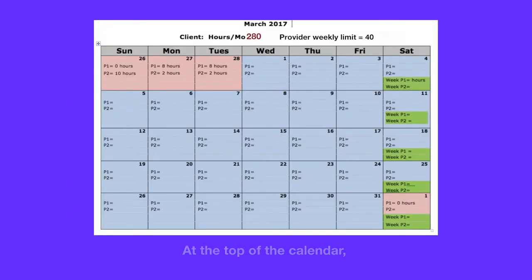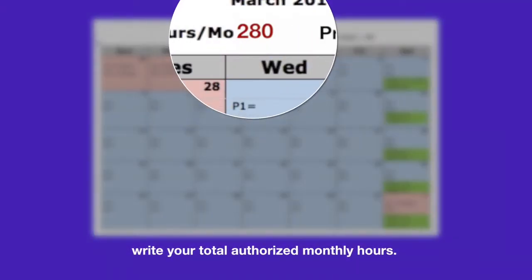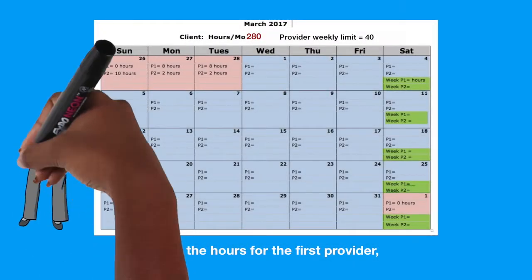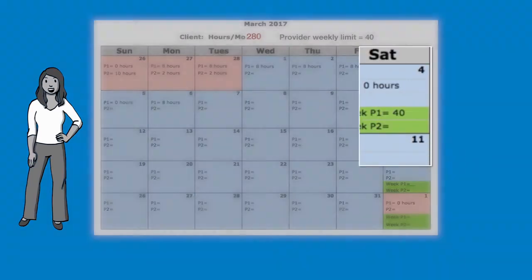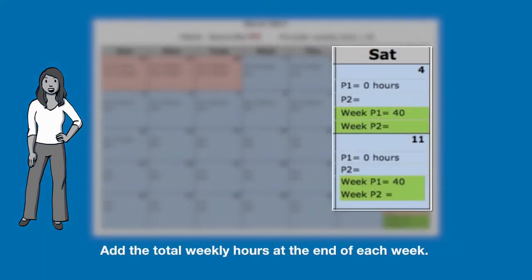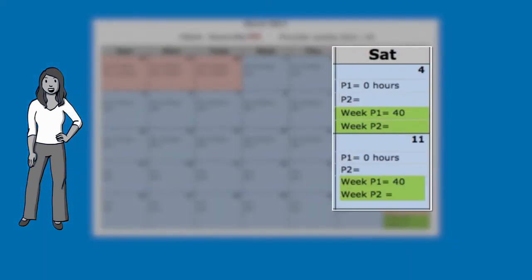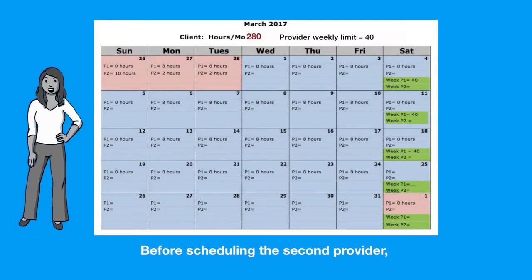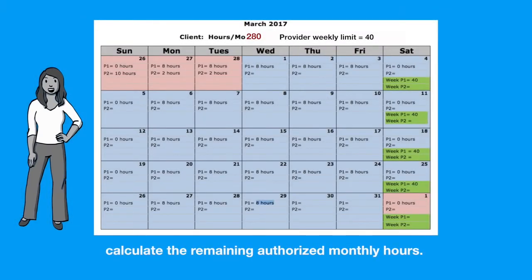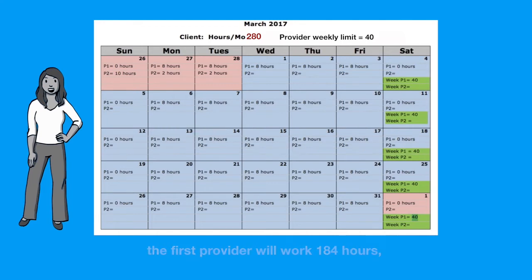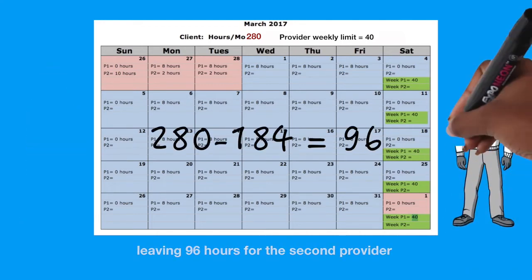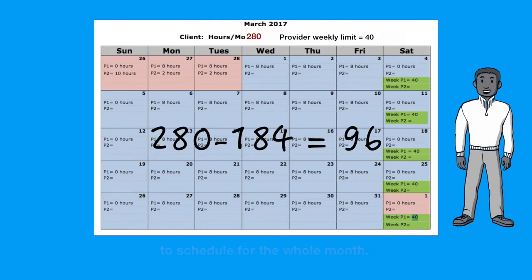At the top of the calendar, write your total authorized monthly hours. Fill in the hours for the first provider, which are the same as the previous month. 8 hours a day, Monday through Friday. Add the total weekly hours at the end of each week. Before scheduling the second provider, calculate the remaining authorized monthly hours. Since March is a longer month, the first provider will work 184 hours, leaving 96 hours for the second provider to schedule for the whole month.